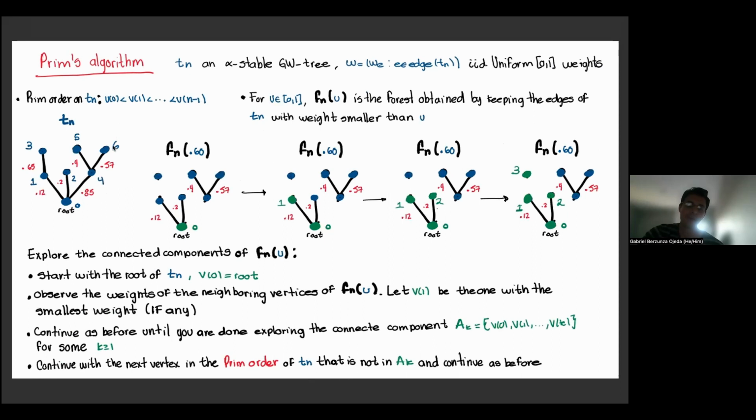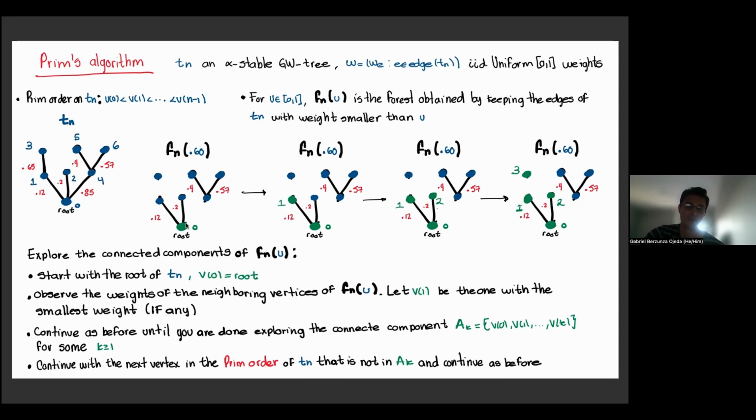But we are not interested in the exploration of the tree. We are interested in the exploration of the fragmentation forest at some fixed time U, right? Which is again created by just keeping the edges whose corresponding weight is smaller than U. I will explain this with a picture. So let's consider U equal to 0.60 in the previous example. That means that you remove the 2 edges whose weight is bigger than 0.60.